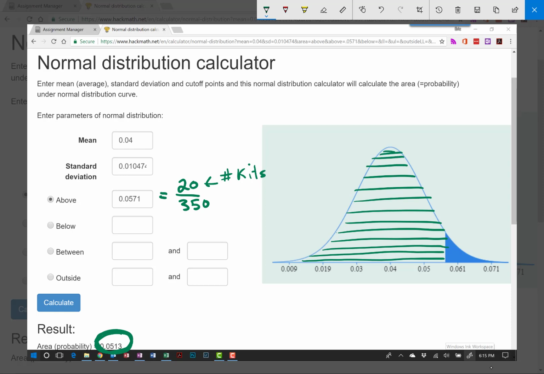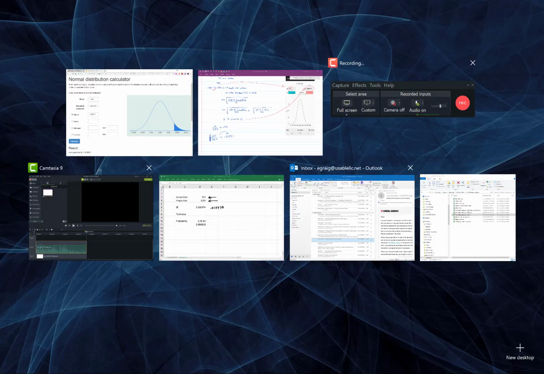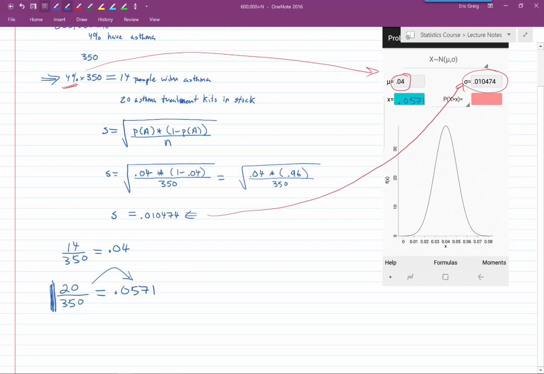Again, the tricky thing about this problem is that you need to know what number to put over here. You need to know what number to put over here. And if you put in 20, you're going to get the problem wrong. In a problem like this, you have to put in the proportion, this number over here. Why? Because we're using a proportion over here. All right, that's the reason why. Okay.